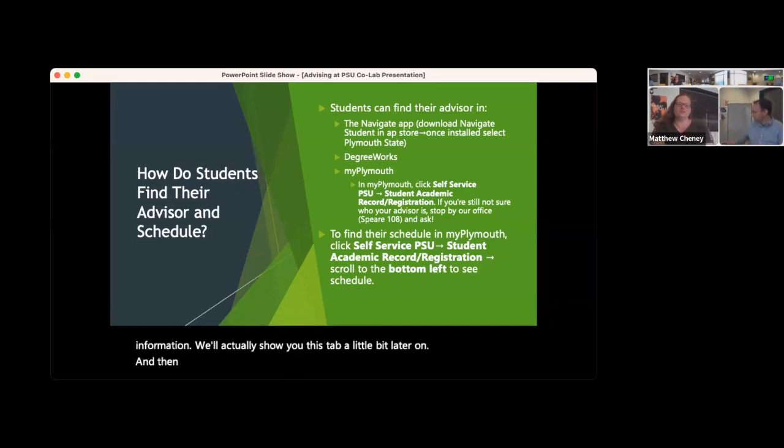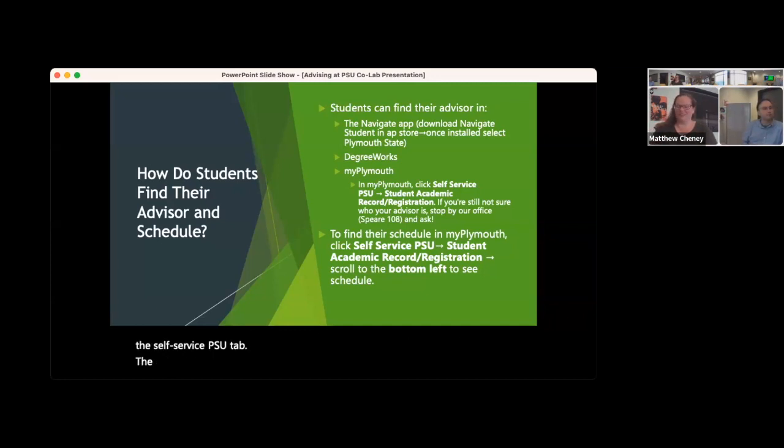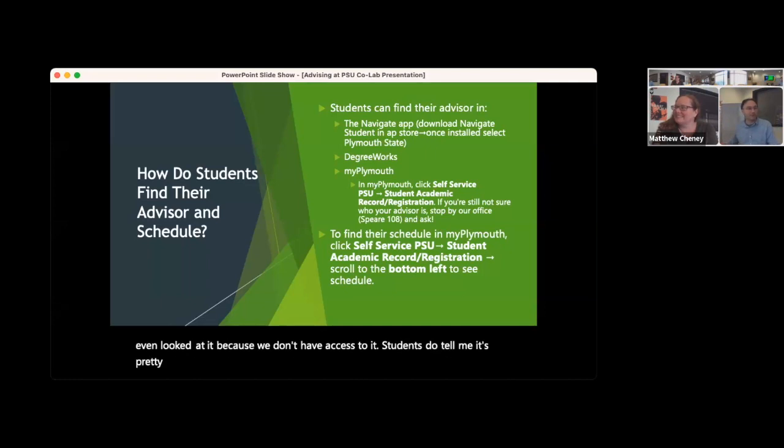The next thing students like to ask us a lot in the beginning of the semester, and maybe even now, is, how do I find my schedule? That also can be found on the Self-Service PSU tab, the same link as you find your advisor. It also can be found in the Navigate app. Even though we don't have access to the Navigate app, and I've never really even looked at it because we don't have access to it, students do tell me it's pretty self-explanatory. They don't seem to have trouble figuring out how to use it.